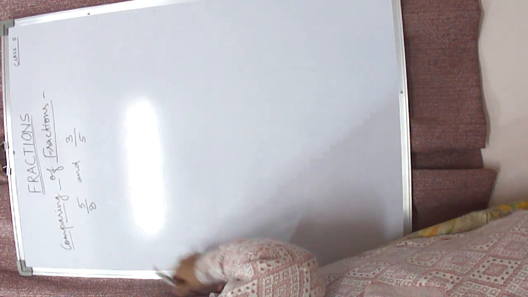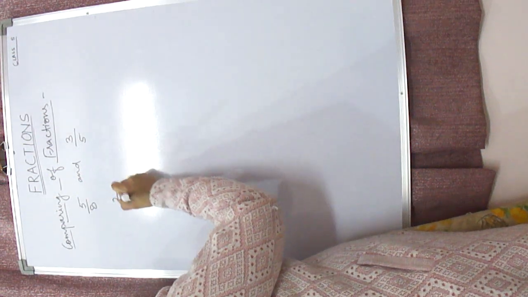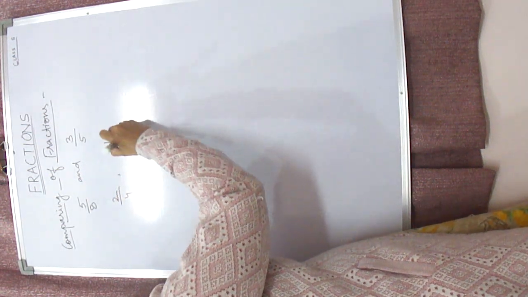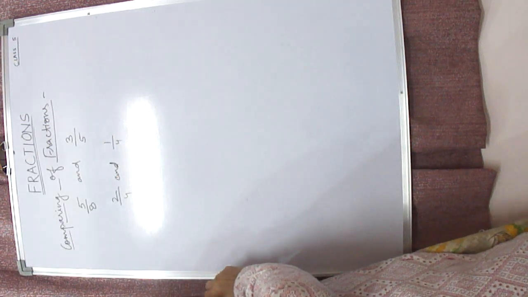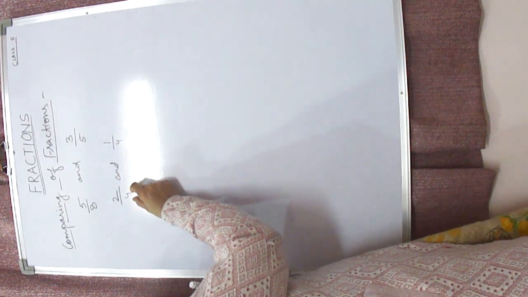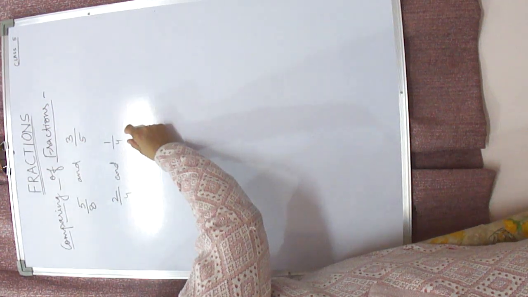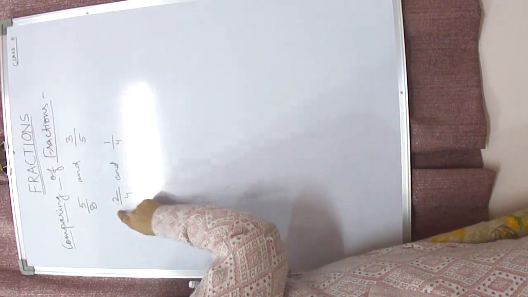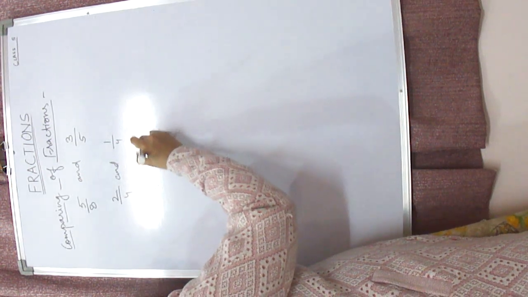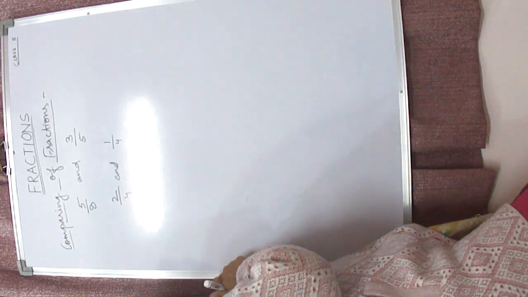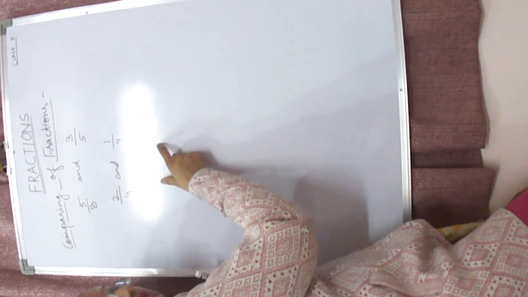But in the case, if we have like 2 upon 4 and 1 upon 4. And if I ask you which one is greater and which one is smaller, so you can see that here denominator is 4, denominator is 4. So it's very easy, 2 is greater than 1. So 2 upon 4 becomes greater than 1 upon 4. So it's easy because denominators are same.